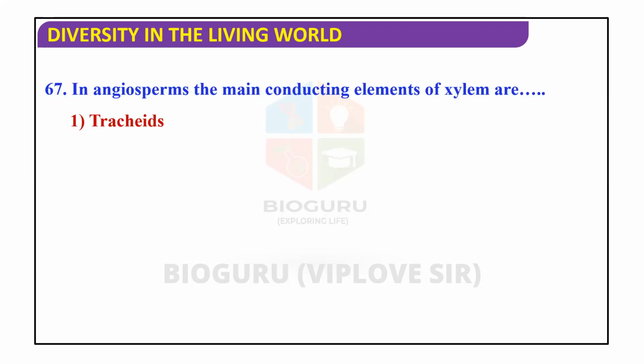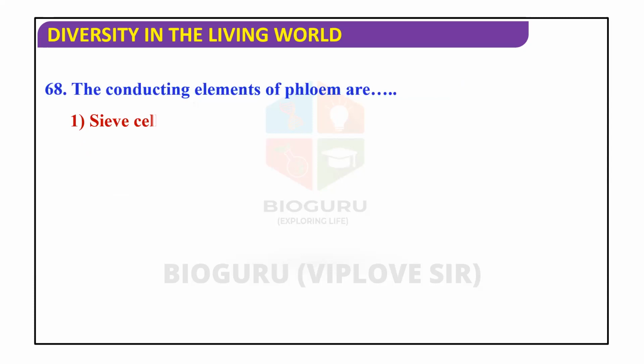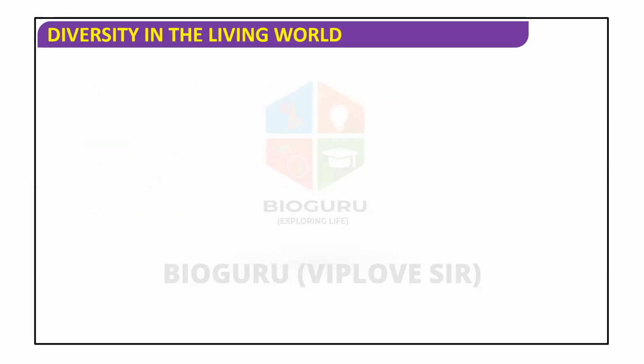In angiosperms, the main conducting elements of xylem are tracheids, vessels, hydroids, and 1 and 2 both. Yes, the right answer is vessels. Vessels are found in the angiosperms and they are the main conducting elements. The conducting elements of phloem are sieve cells and sieve tubes and companion cells, only sieve tubes. Yes, it is sieve cells and sieve tubes both.